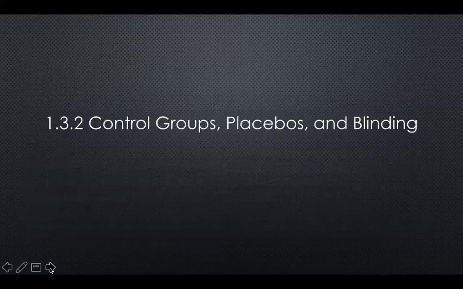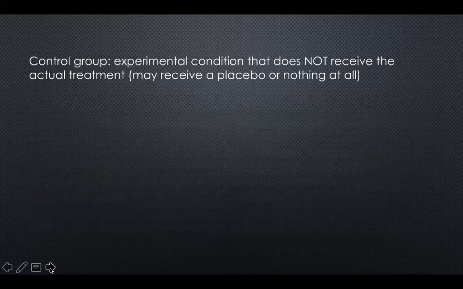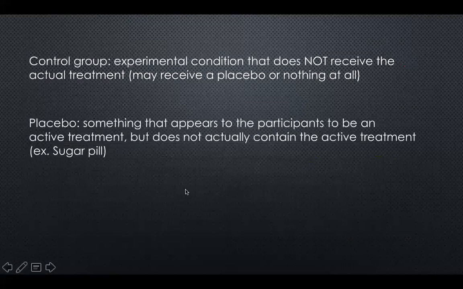So, control groups, placebos, and blinding. A control group is an experimental condition that does not receive actual treatment. So, they may receive a placebo or they may receive nothing at all. A placebo is something that appears to the participants to be a treatment, but it doesn't contain the active treatment. So that is where randomization occurs. Sometimes they assign placebo randomly, and that makes it better for the patients. So there's more accuracy in reporting.